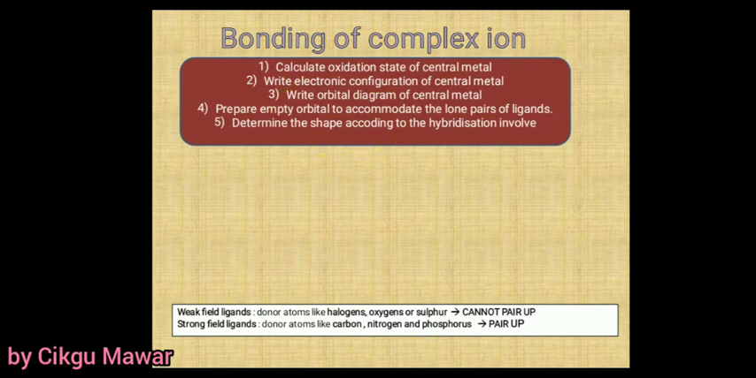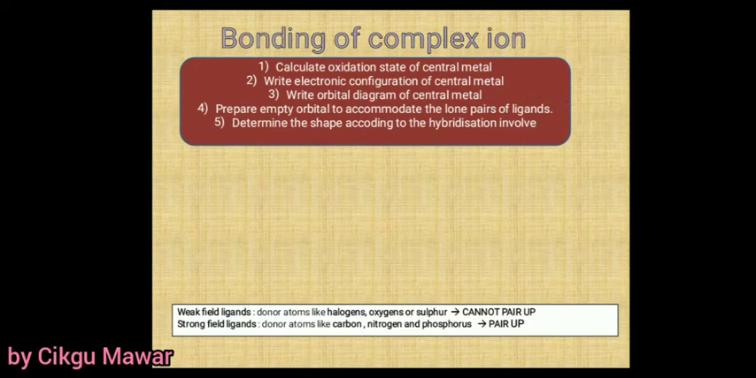The first step: we calculate the oxidation state of the central metal. Then we write the electronic configuration of the central metal. Then we write the orbital diagram of the central metal. Number 4, we prepare the empty orbitals in the central metal to accommodate the lone pairs of the ligands.